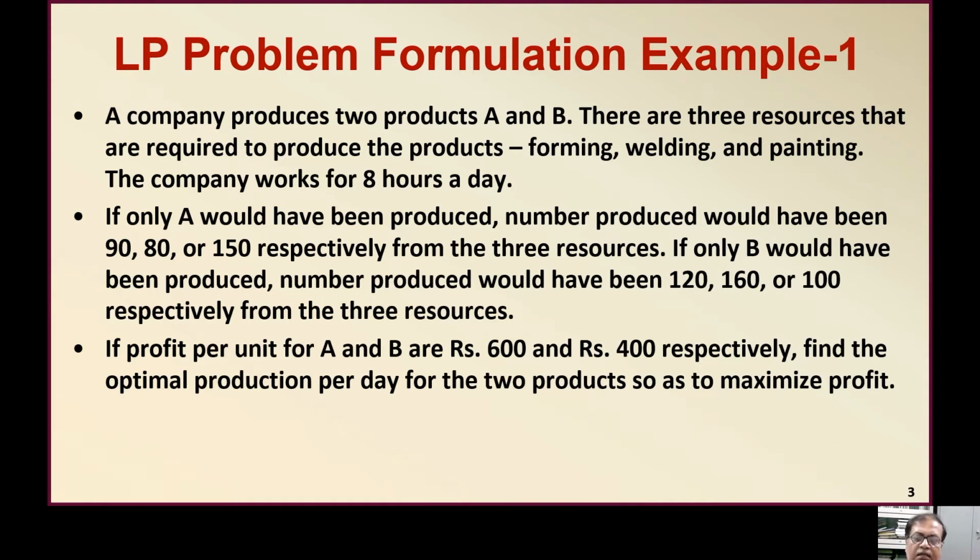As far as welding is concerned, what should that constraint be? It should be x1 by 80 plus x2 by 160 less than or equal to 1. And as far as painting is concerned, it should be x1 by 150 plus x2 by 100 less than or equal to 1.